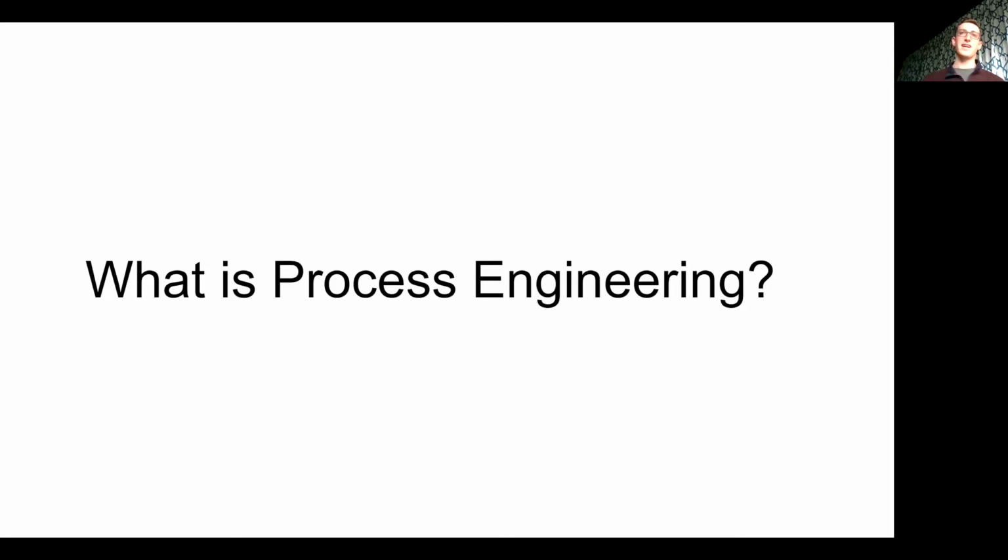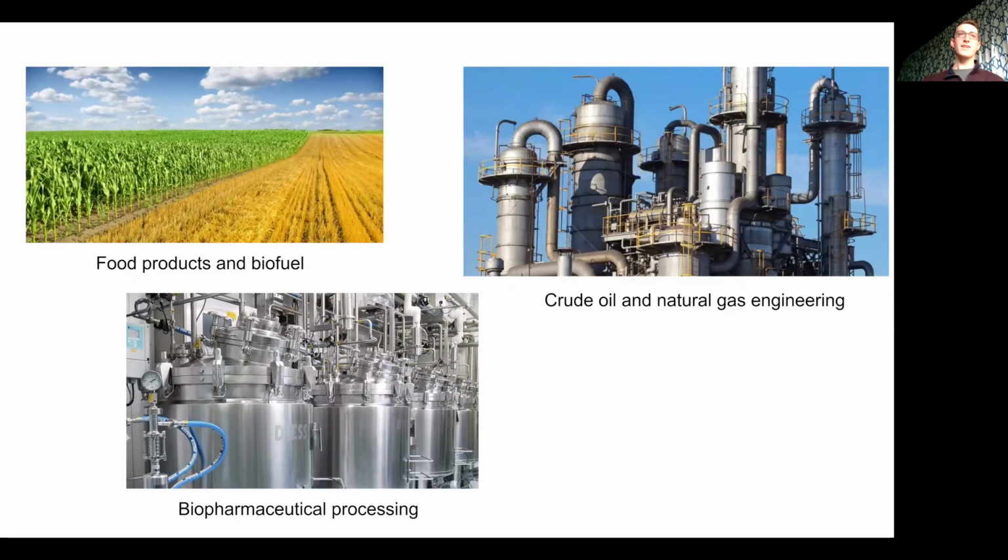What is process engineering? The main idea is that process engineering is about transforming raw material and energy into useful products for society. Process engineers work in a variety of industries, from food products and biofuel to biopharmaceutical processing to crude oil and natural gas engineering.